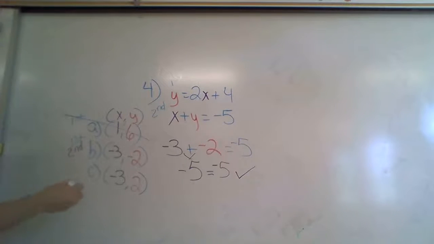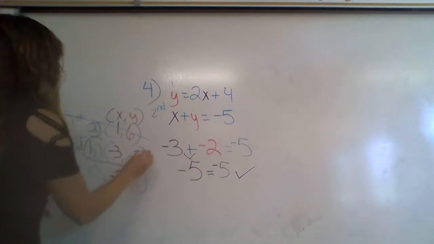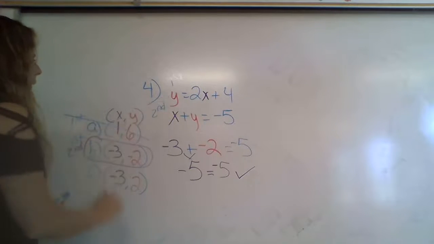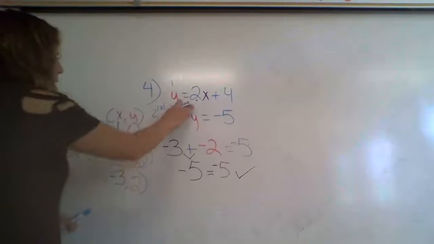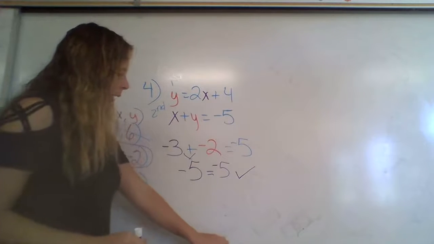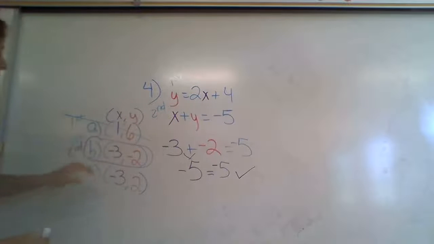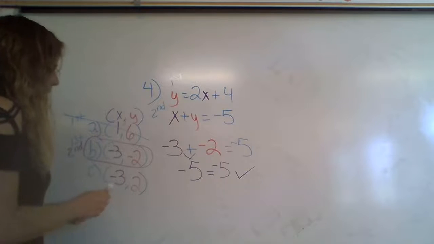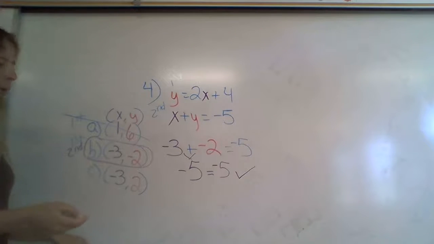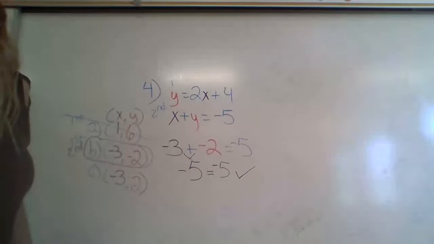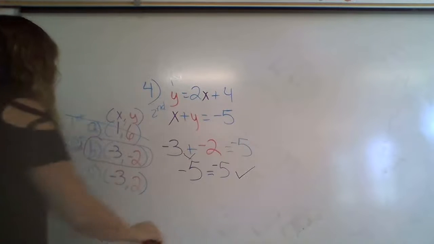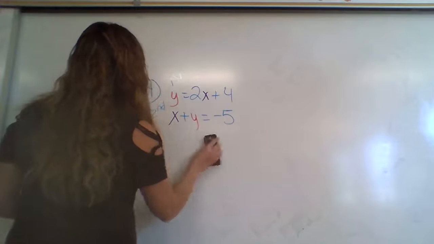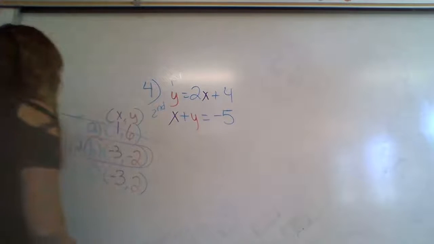So B is your solution to this system of equations. If I were to graph these two equations, they would intersect at this point. And then I think you're supposed to show your work for all of them anyway. You are. So we're going to show our work for C. Good practice anyway.